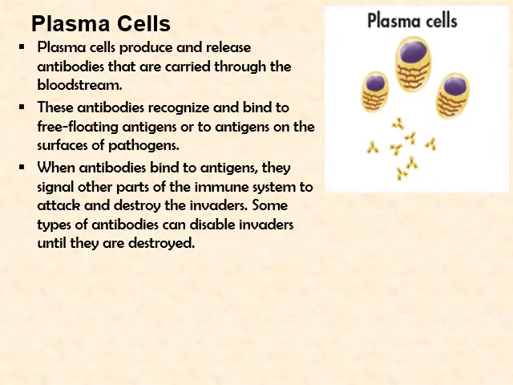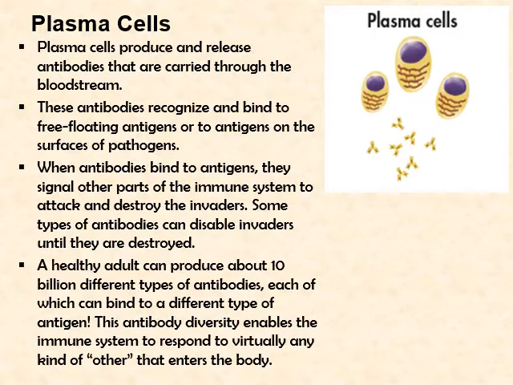Some types of antibodies can disable invaders until they are destroyed. A healthy adult can produce about 10 billion different types of antibodies, each of which can bind to a different type of antigen. This antibody diversity enables the immune system to respond to virtually any kind of invader that enters the body.